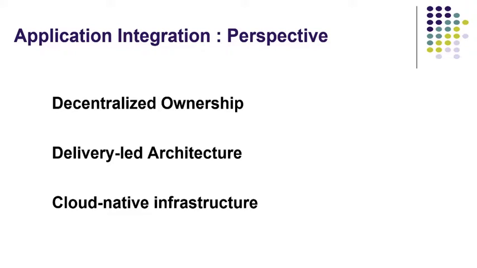When you're talking about agile integration, we can view application integration from the perspective of these concepts. You can break up the centralized ESB pattern into discrete integrations. These are the three aspects of agile integration: decentralized ownership, delivery-led architecture, and cloud native infrastructure.